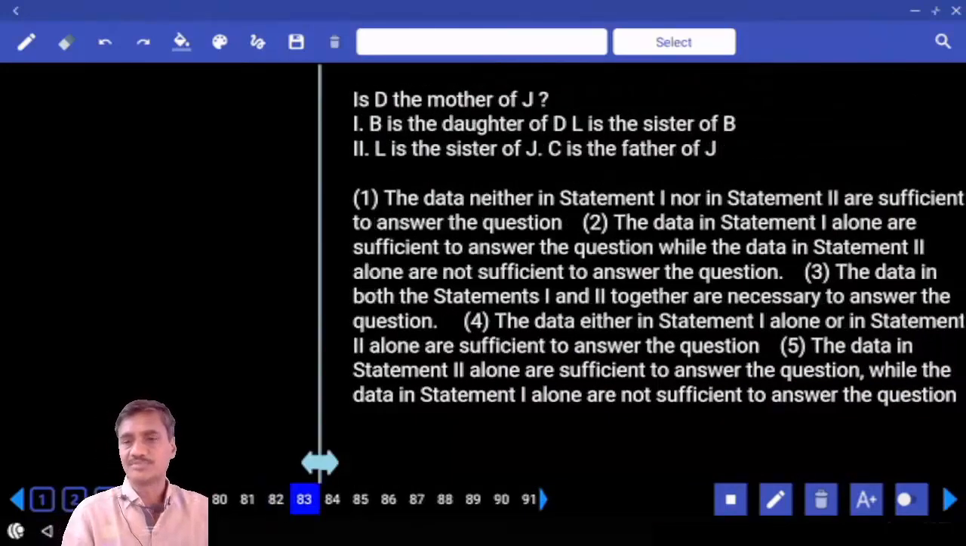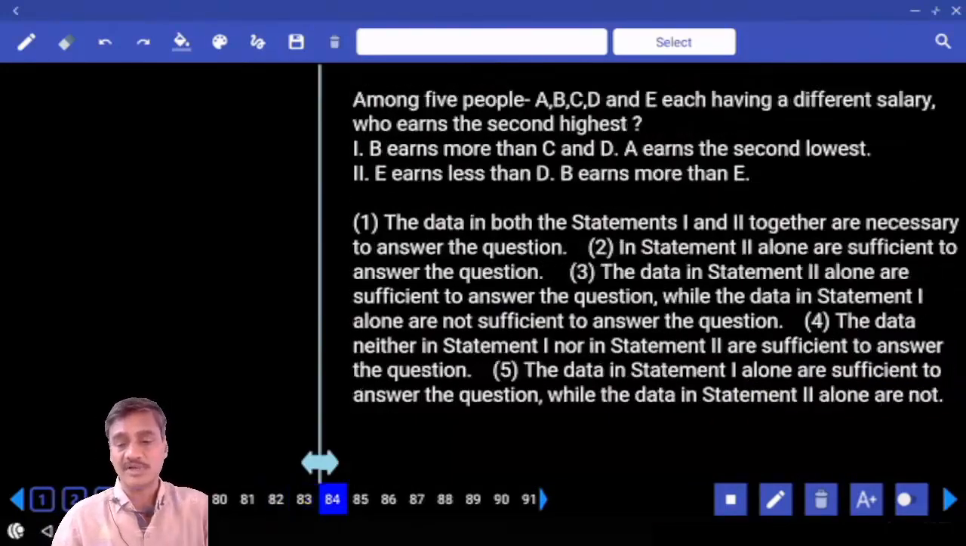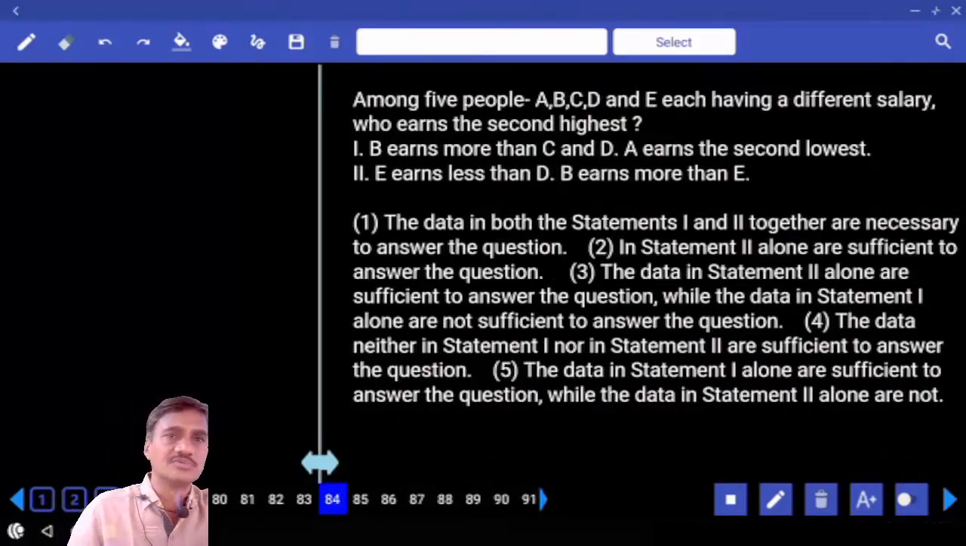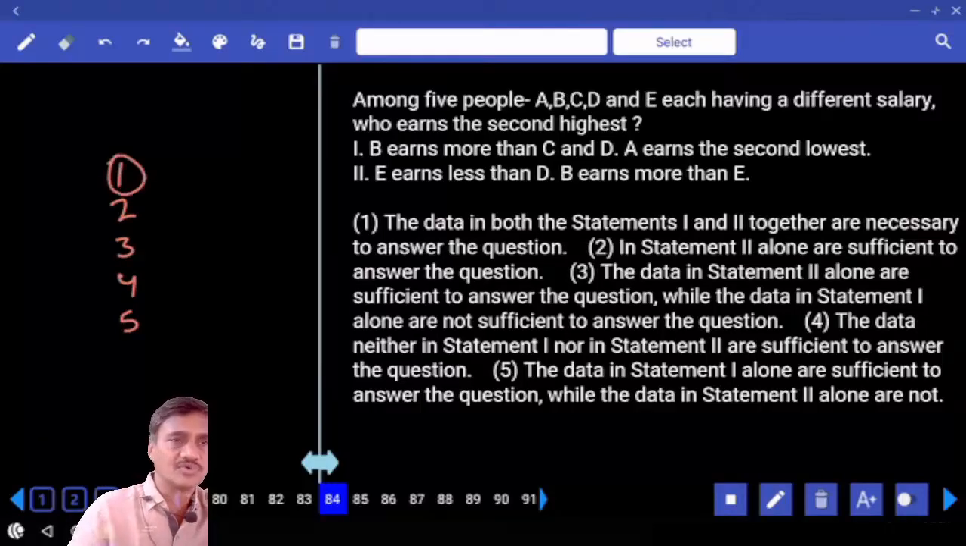Then next one, 83 chapter. Blood relations is the last priority among 5 people. And 85, no, out of 20 people. So only this one is easy for us. Then coming to this one, among 5 people, different salaries. Then who earns the highest, he asked. And I asked who comes in the first place.